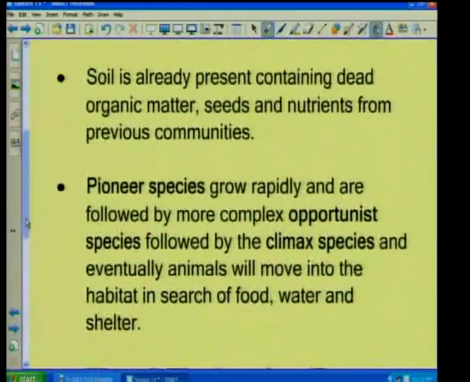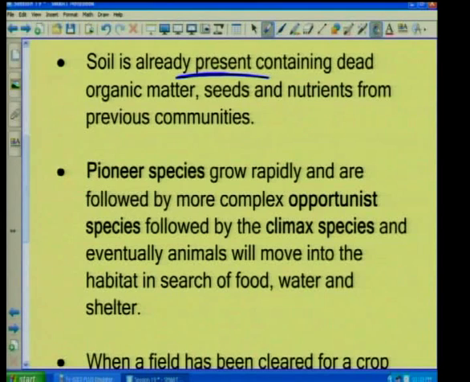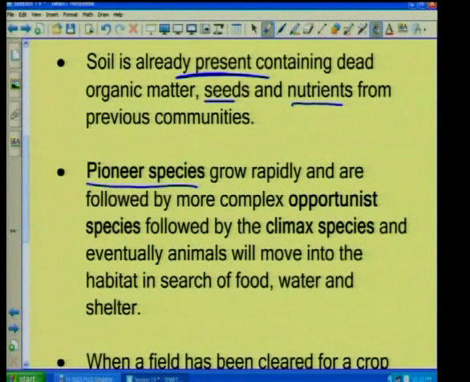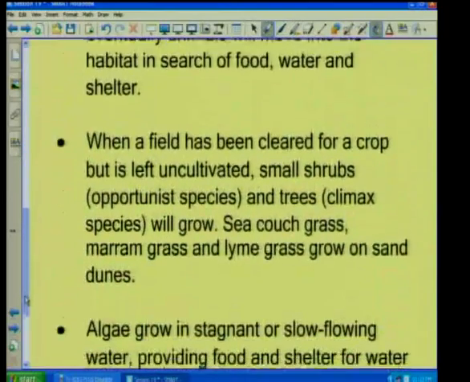That area is destroyed, but you have soil, you have good solid soil to start off with. So we look here and we say, right, the soil is always already present. And it has dead organic matter, and it may have some seeds. It will have nutrients from the previous communities. If there's a veld fire, for example, you start off again. The process is always your pioneer species, your opportunistic species, and then your climax species. Pioneer, opportunistic, climax. So your pioneer species come along, and then they're followed quickly by the opportunistic species, and that's followed quickly enough by the climax species, and everybody's happy, and it provides food and shelter, water, space for animals.